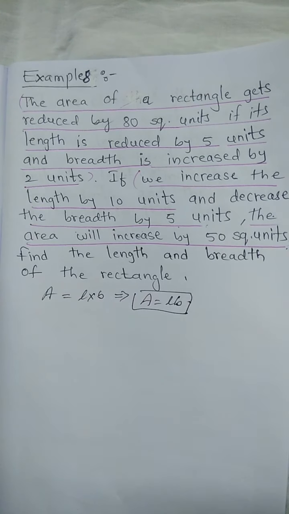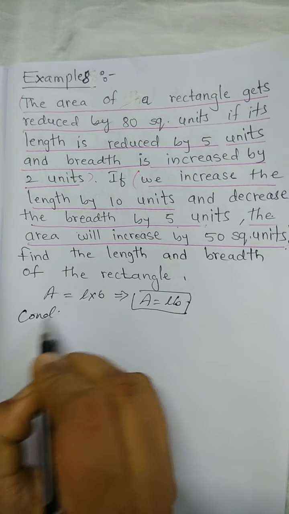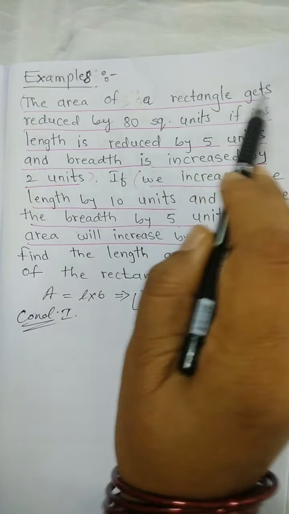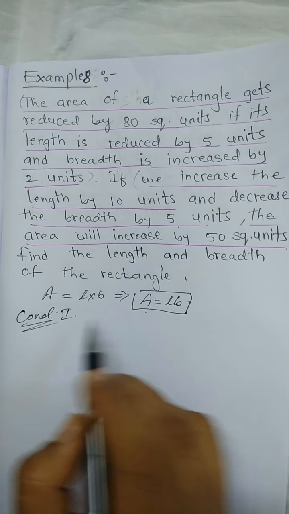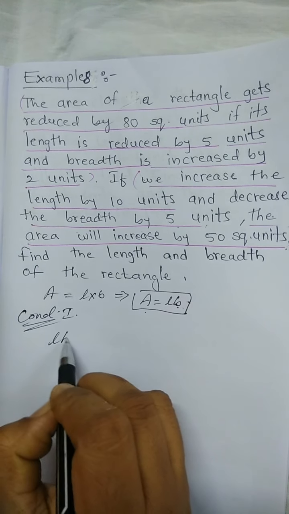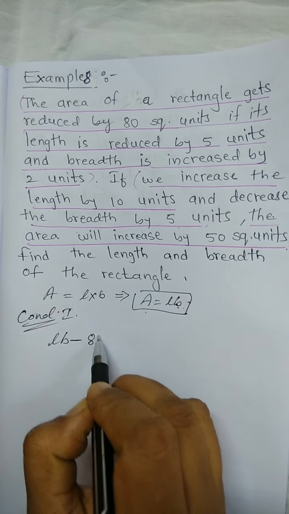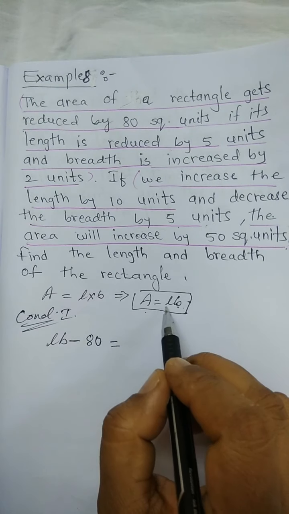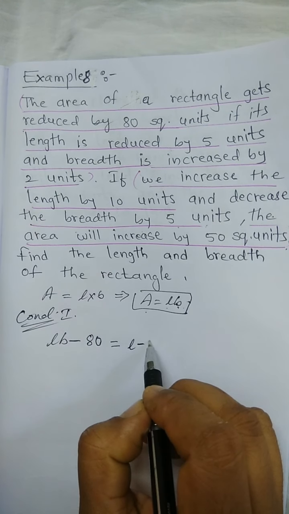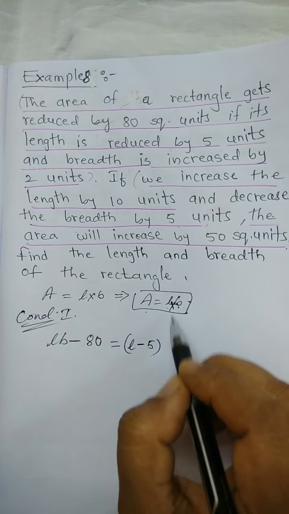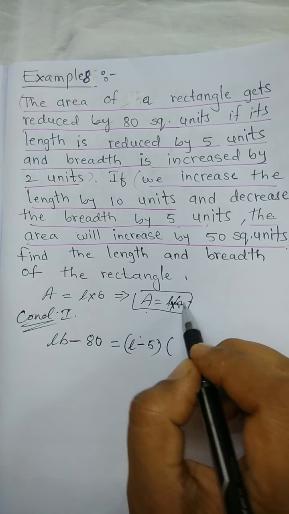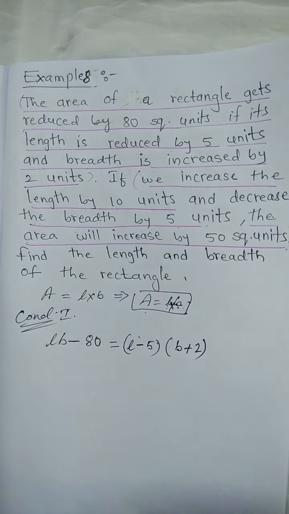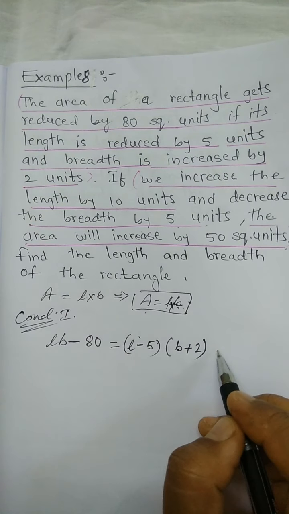Okay. Now condition 1. What is condition 1? The area of a rectangle gets reduced by 80. Area is LB. LB will get reduced by 80 if its length is reduced by 5. If its length is reduced by 5, here into is there, L is L minus 5 and breadth is increased by 2. Breadth is increased by 2. Okay, this is first condition.